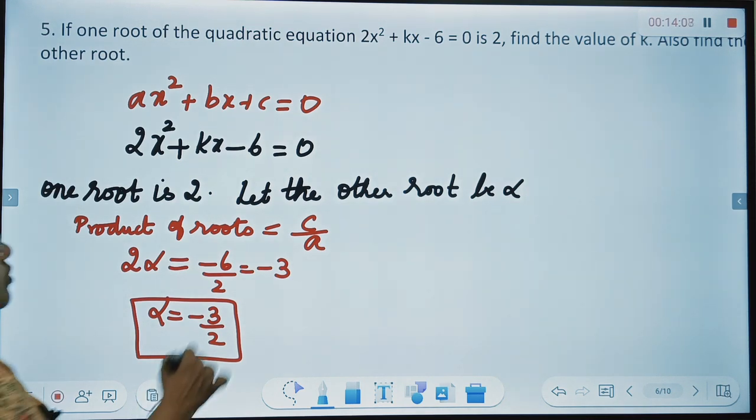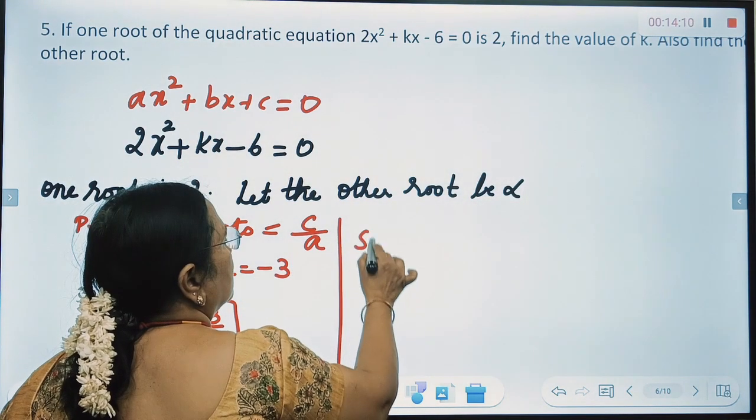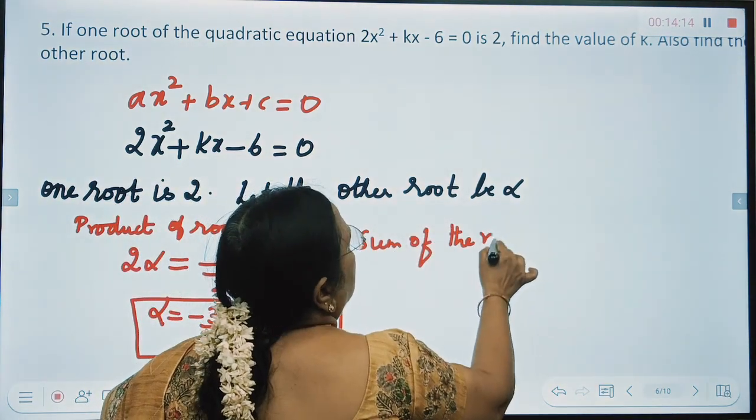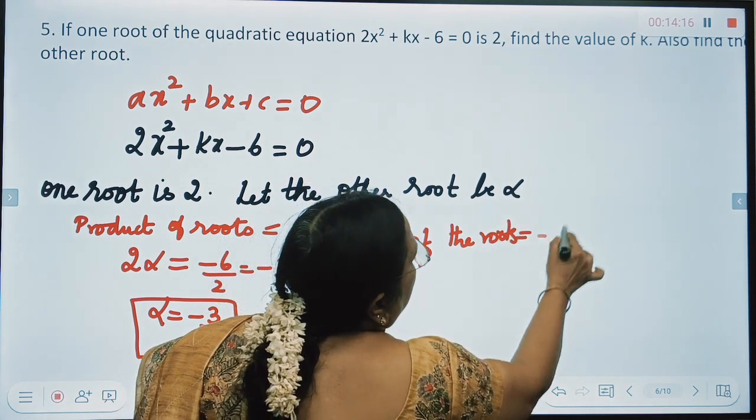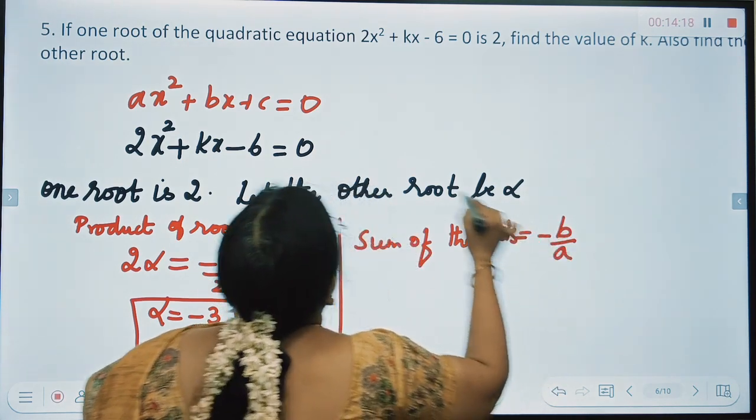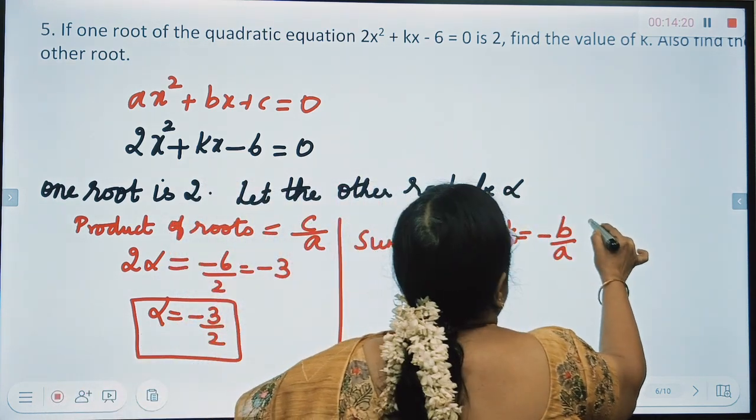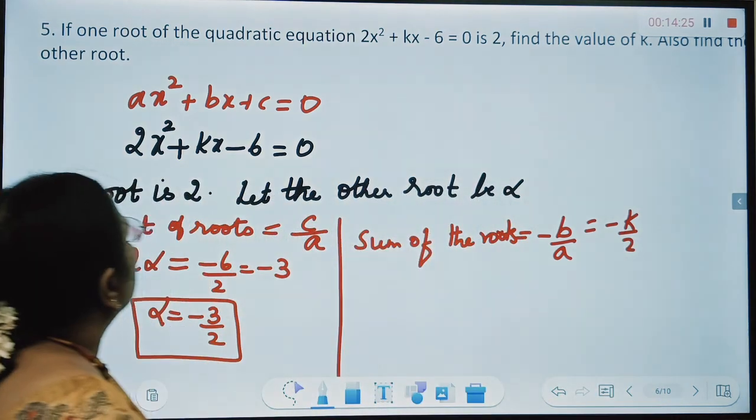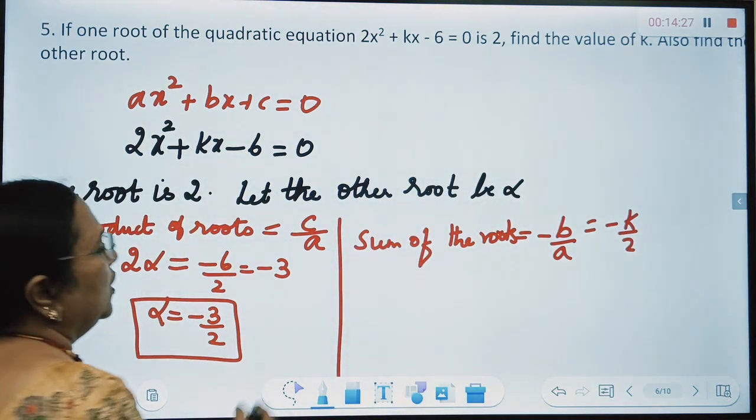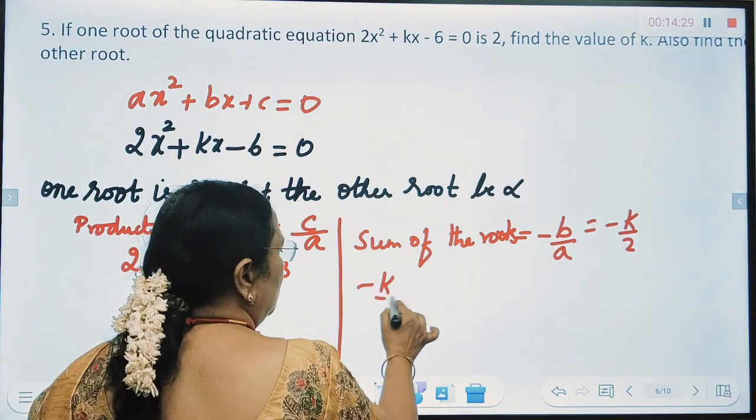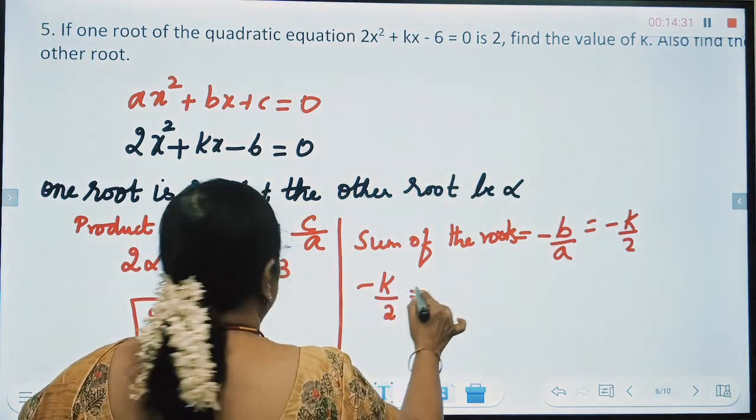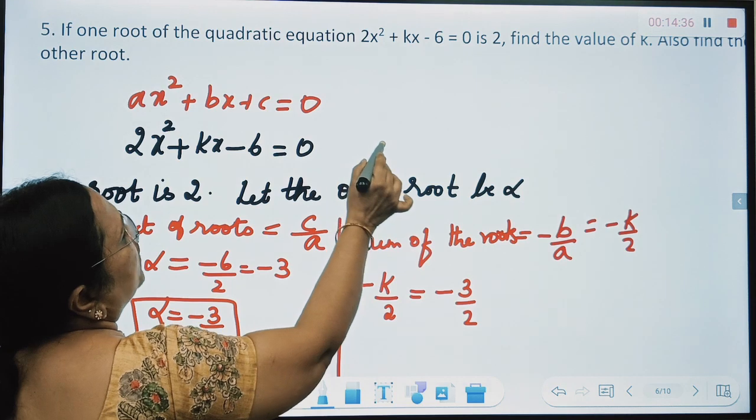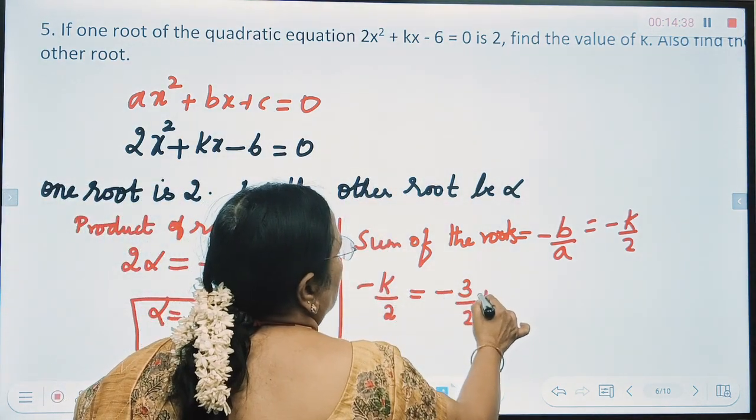Okay. Now, the sum of the roots is equal to minus b by a. What is minus b by a? Minus k by 2. Sum of the roots is minus k by 2. Now minus k by 2 is equal to, what is the sum of the roots? Alpha is minus 3 by 2 and one root of the equation is given as 2. So plus 2.